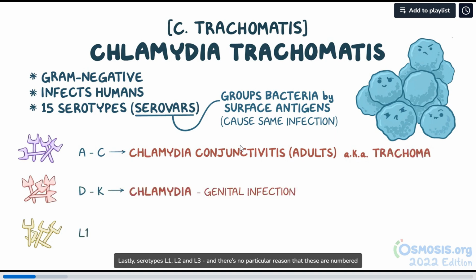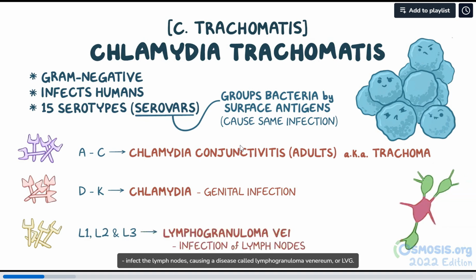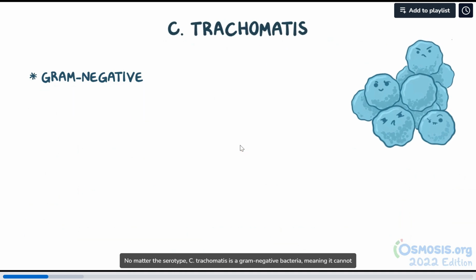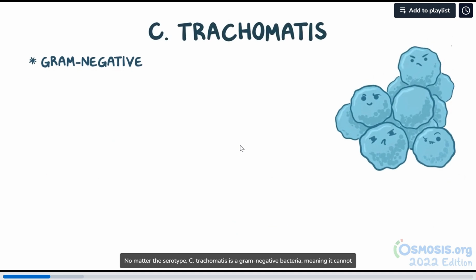Lastly, serotypes L1, L2, and L3, and there's no particular reason that these are numbered, infect the lymph nodes, causing a disease called lymphogranuloma venereum, or LGV. No matter the serotype, C. trachomatis is a gram-negative bacteria, meaning it cannot retain the crystal violet stain used during gram staining.